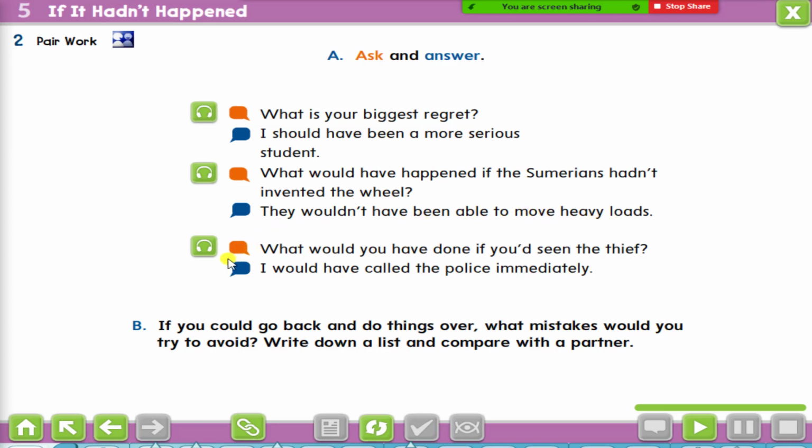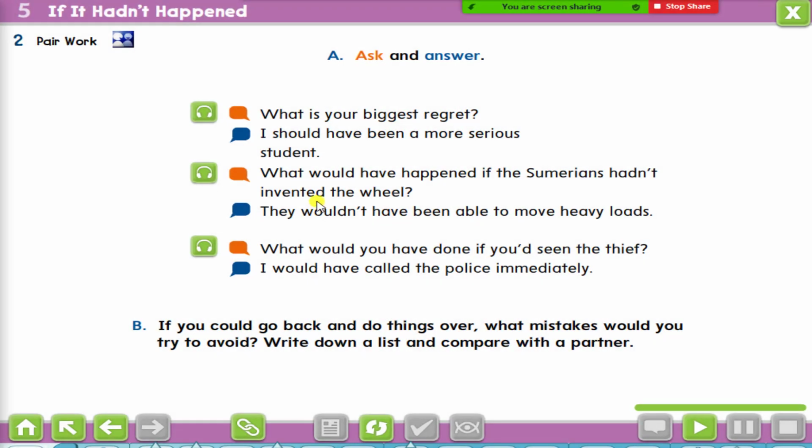And the third one, listen. What would you have done if you'd seen the thief? I would have called the police immediately. Okay, Riyadh and Ayman. Start, Ayman. Okay. What would you have done if you had seen the thief? I would have called the police immediately. Okay, thank you, Riyadh. Thank you, Ayman.